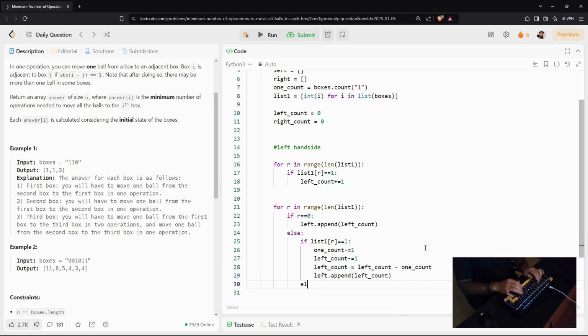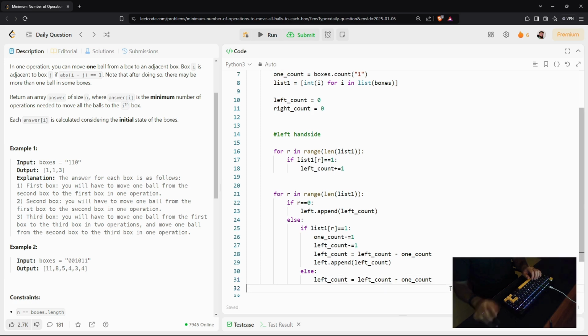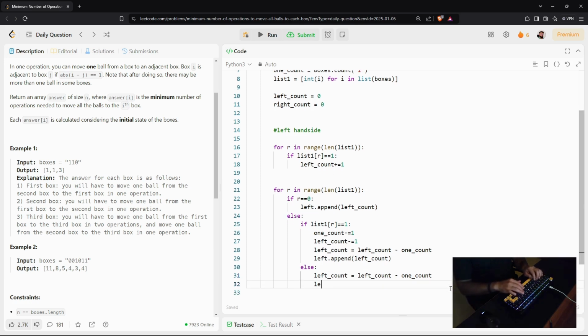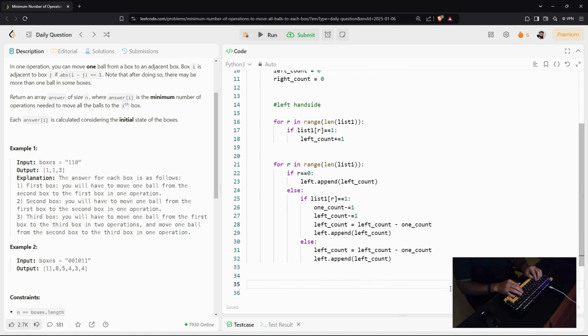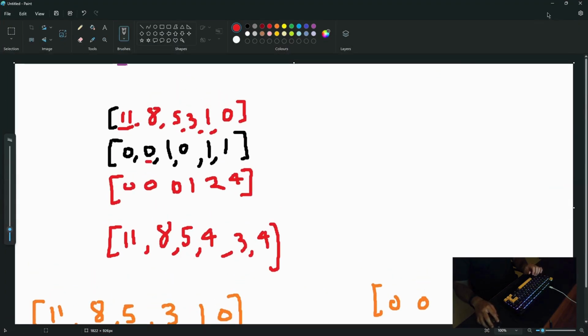If that's not the case, it's simple. Then left count is left count minus whatever count we have for 1 as of now, which we encountered, and then again left.append(left count). If I print this left right here, you can see that it is the same array that we found here: 11 8 5 3 1 0.